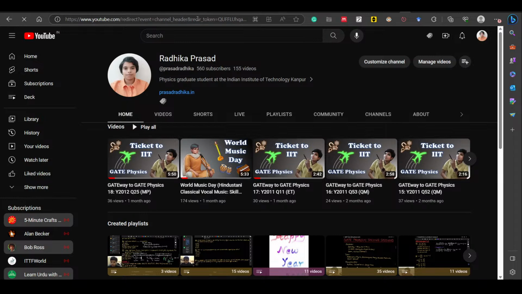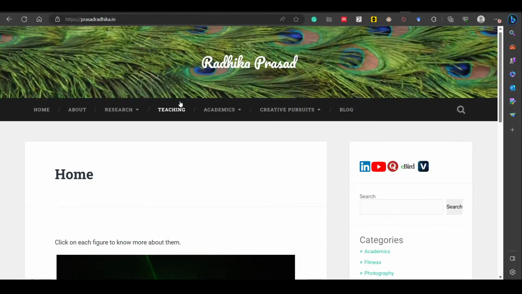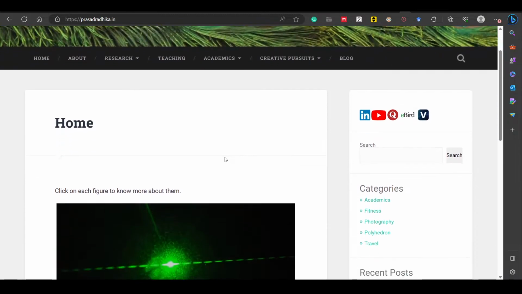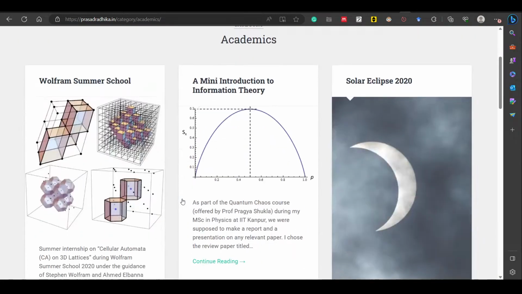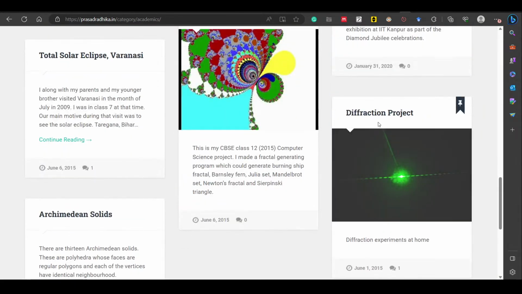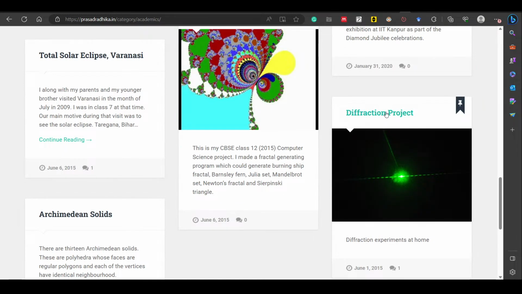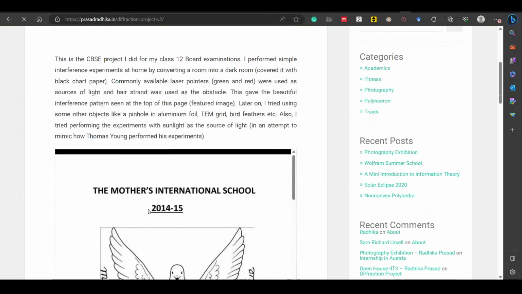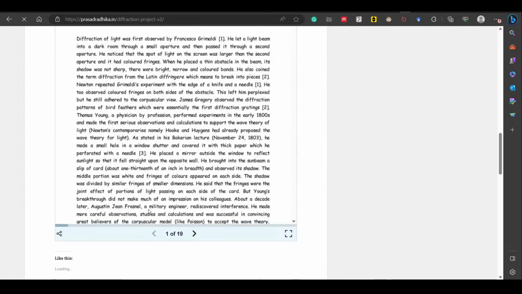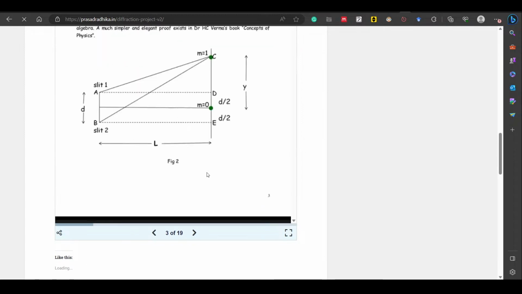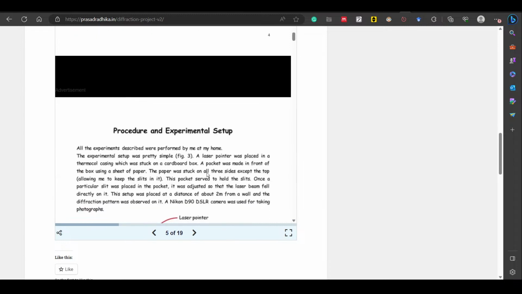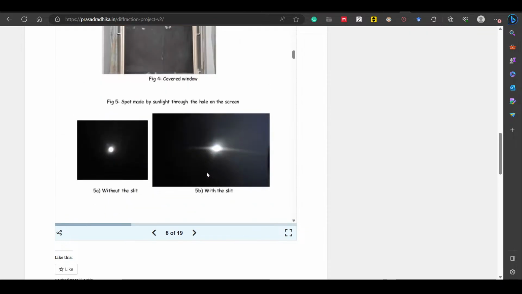then you will be directed to a website. So you will be directed to this website over here. And here you see this academics section. If you click over here, you come down and you see this diffraction project. Okay, if you click on this, then here is a report I had prepared. And in this, you can see some images which are of better quality. It's just the same experiment.